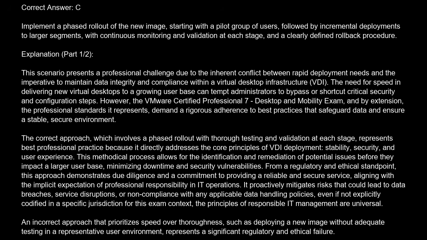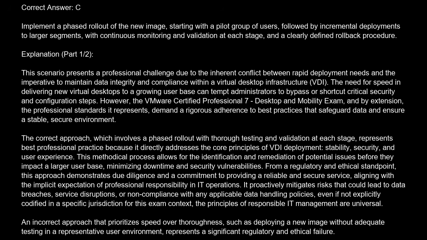This methodical process allows for the identification and remediation of potential issues before they impact a larger user base, minimizing downtime and security vulnerabilities. From a regulatory and ethical standpoint, this approach demonstrates due diligence and a commitment to providing a reliable and secure service, aligning with the implicit expectation of professional responsibility in IT operations. It proactively mitigates risks that could lead to data breaches, service disruptions, or non-compliance with any applicable data handling policies, even if not explicitly codified in a specific jurisdiction for this exam context. The principles of responsible IT management are universal.